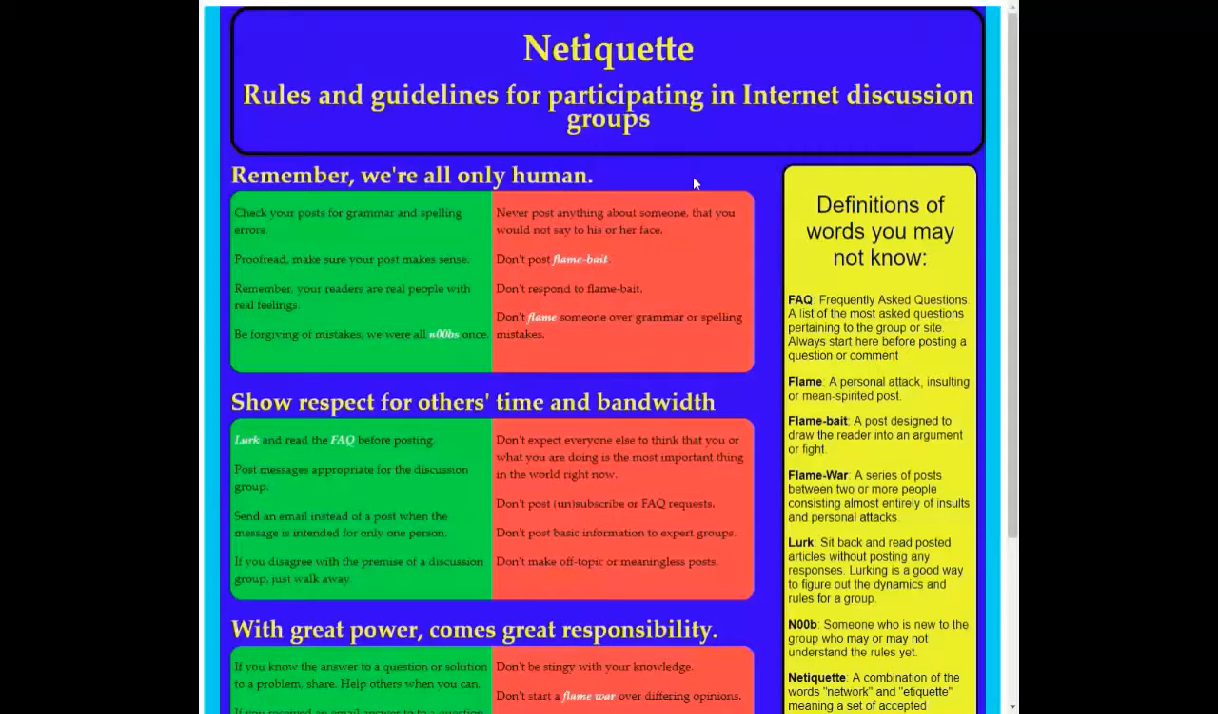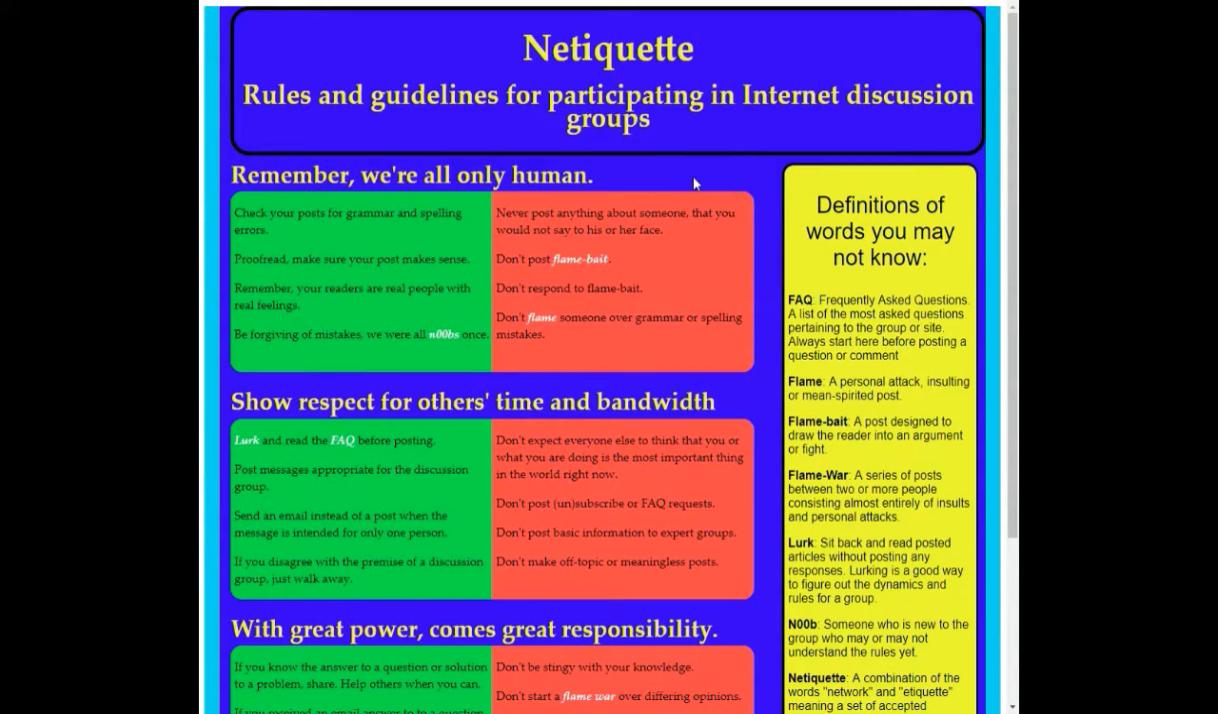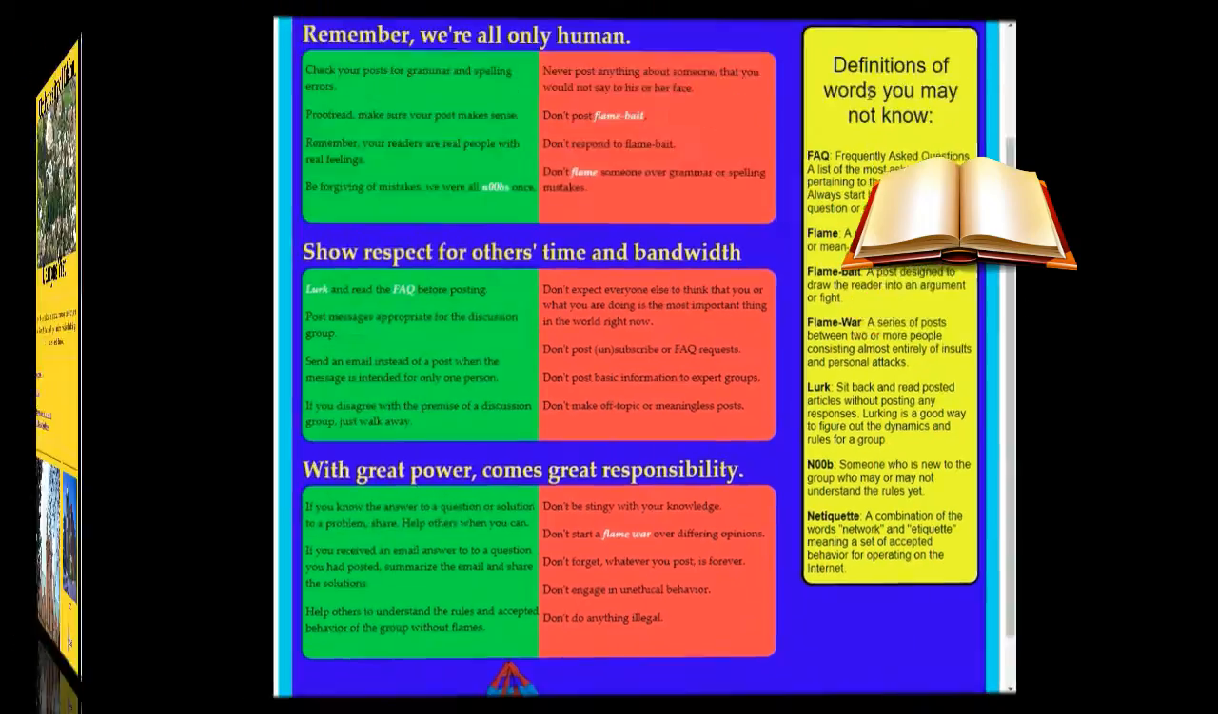It's got some behaviors that are highlighted in green, which are things that you should do. The ones in red are things that you shouldn't do. Also over here are some keywords that you should know. Words like flame, flame war, lurk, noob, that kind of thing.